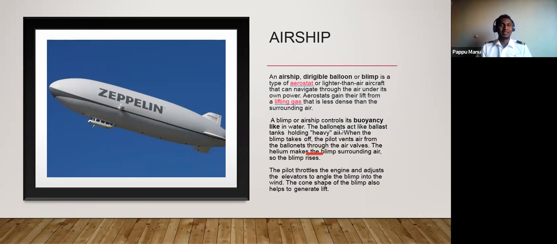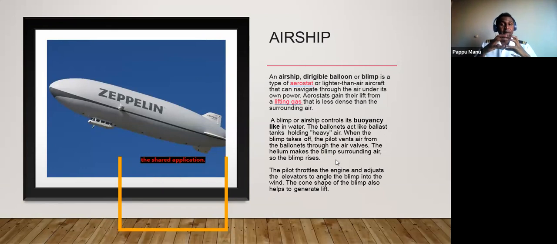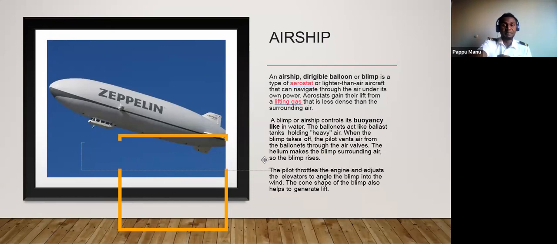Ballast tanks, they hold in air and blast it out when it wants to go down or when it wants to climb up. You see, it holds the air, like how they have pockets. That's why I said, like how a submarine has its tanks for air and water when it wants to go up and when it wants to go down. These ballonets act like ballast tanks holding heavy air.